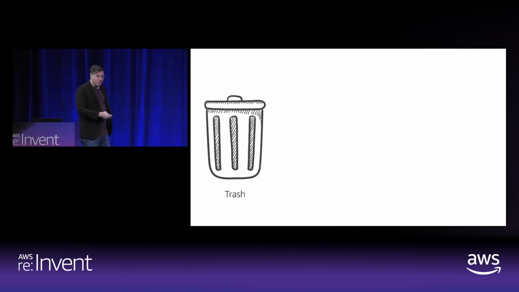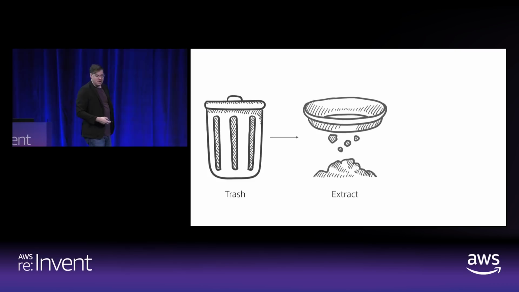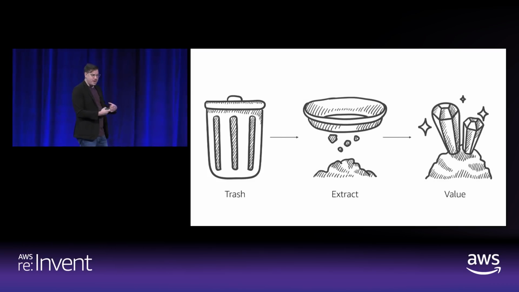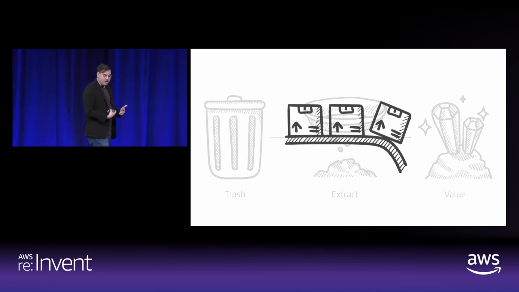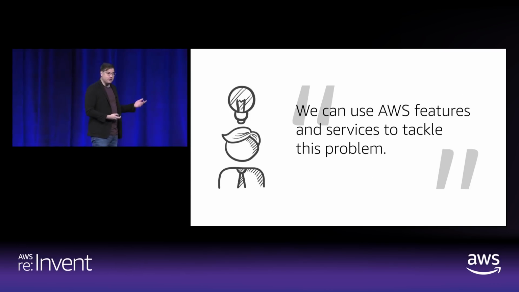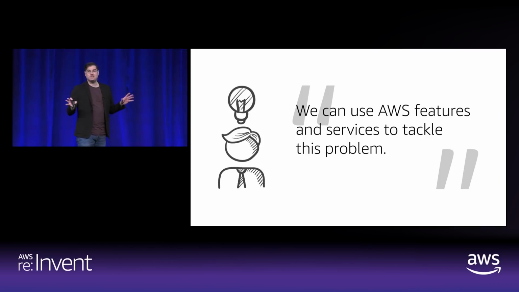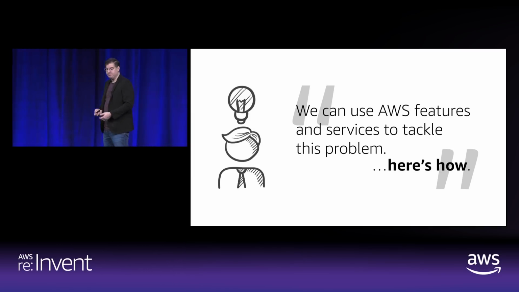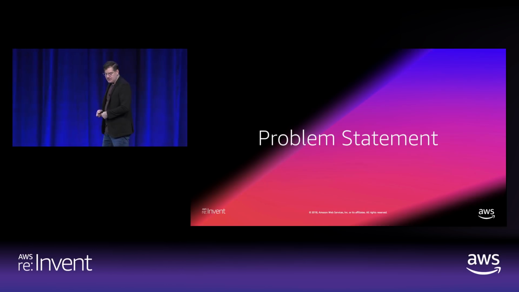So the idea that we're going to walk through today is that we've got all this trash. We're going to try to extract value out of it. We're going to figure out a process for extraction. And ideally, we're going to automate that process. And what we're going to do is use AWS features and functionality to do that. So we all have access to this tool set. There's no magic secret thing here. I'm not going to say, hey, if you sign up and you buy this, you're going to be able to do all this. This is leveraging core AWS functionality that's globally available today. Here's how we're going to do that.